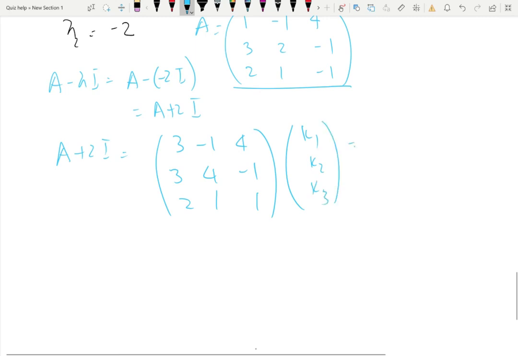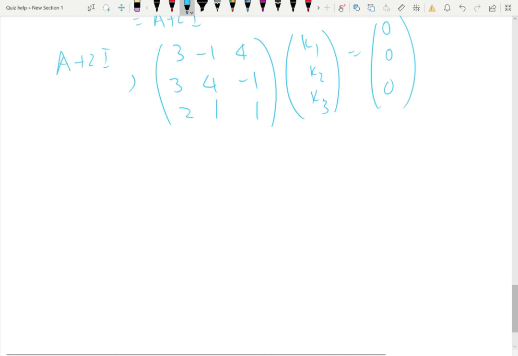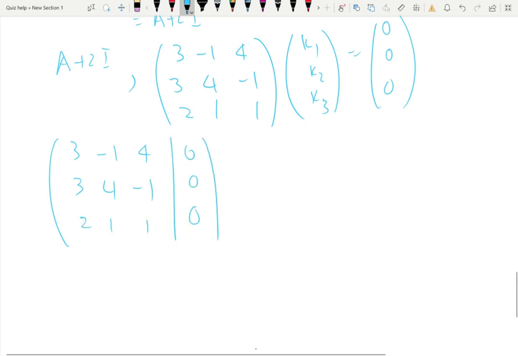Little k's. All right, here we definitely need to use the Gaussian elimination. So let's use the Gaussian elimination. 3, -1, 4, 3, 4, -1, 2, 1, 1, 0, 0, 0. So what would you do? So let's look at the first pivot position. All right, so this is also a little bit complicated, lots of fractions, right? Unfortunately. So, well, we cannot avoid that.